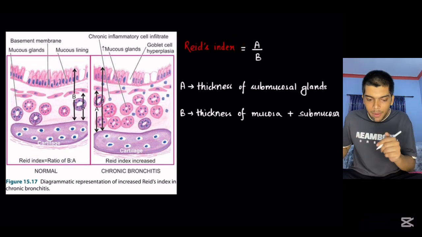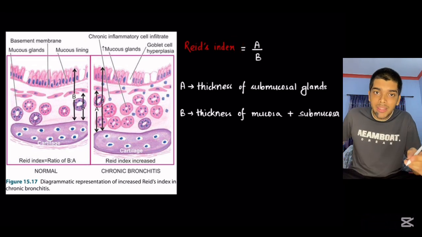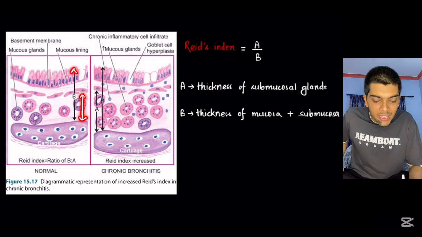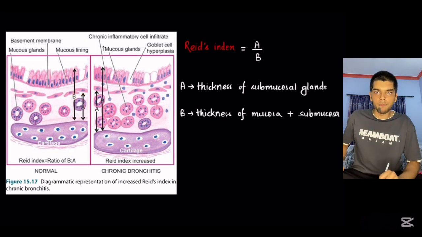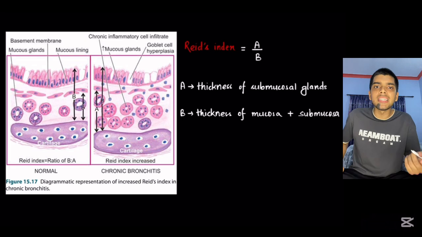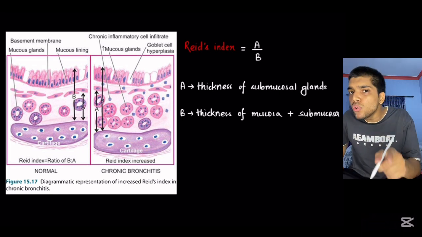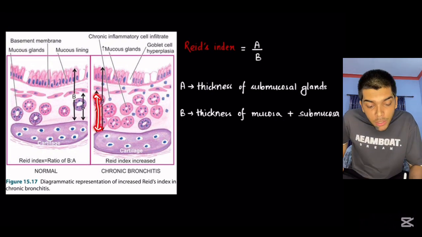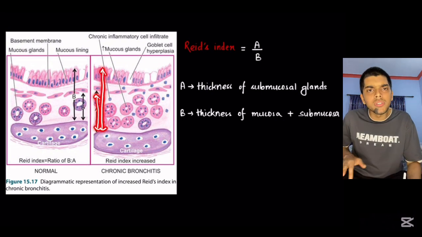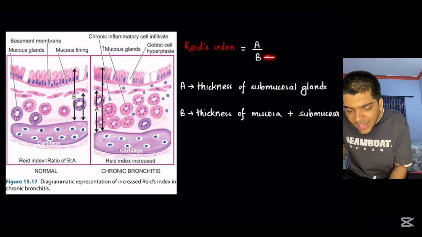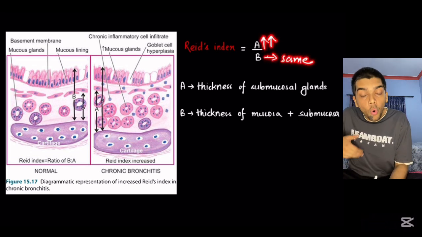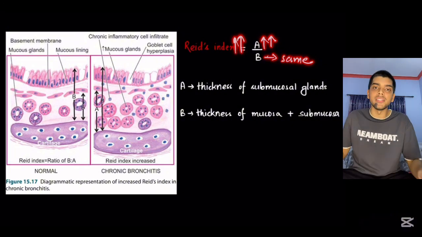Alright, one more time. Reed's index is nothing but the ratio of what to what? The thickness of submucosal glands to the complete thickness of mucosa plus submucosa. When there is chronic bronchitis, there is hyperplasia and hypertrophy of submucosal gland. So there is increase in the thickness of submucosal gland, while the overall thickness remains almost the same. That is, the denominator remains the same, but the numerator increases. So overall, the Reed's index increases.